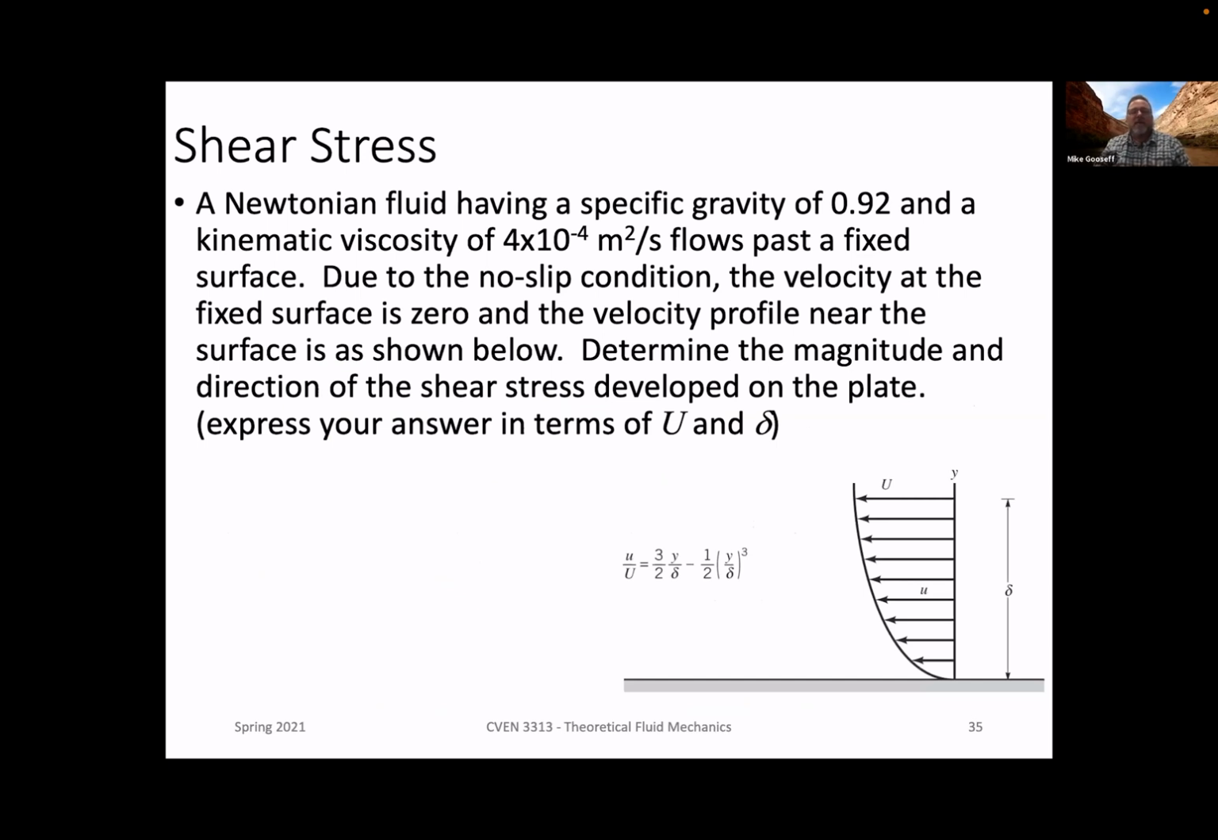Okay, the last question that I have queued up here is a problem on shear stress. And this is more complicated than the ones that we've talked about in class, and more complicated than one you've had in homework, which is why I wanted to go through it. So a Newtonian fluid, and by the way, we didn't talk much about Newtonian and non-Newtonian fluids.